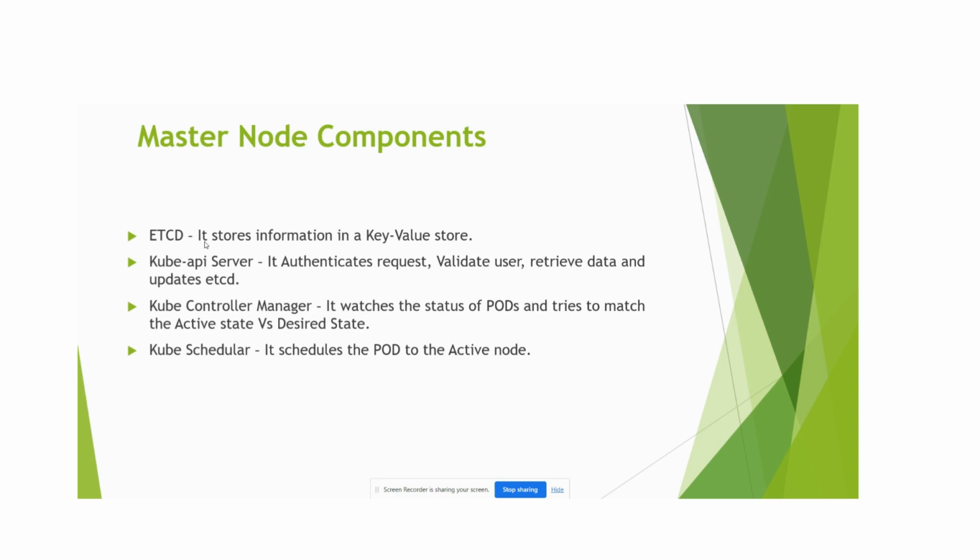Kube API server will be the first component that will receive your request. If you want to deploy a pod, it will be taken by Kube API first, and then it will go ahead. And it is the only component which talks with etcd. So whatever request you are putting to the cluster will be taken by Kube API server, and Kube API server will be storing that information into the etcd.